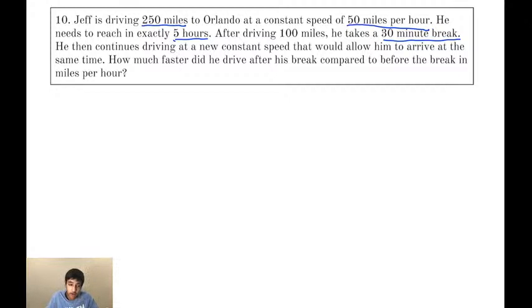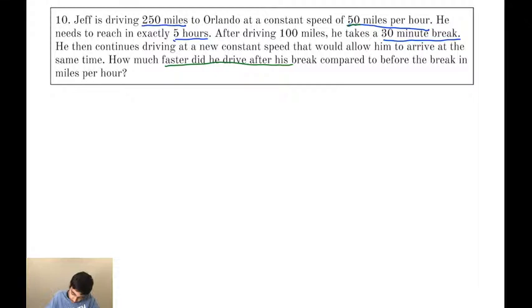Actually, a common mistake on the contest yesterday was that many people forgot to find how much faster he drove after his break. They just put how many miles per hour he was driving after the break. They forgot to subtract the original speed, 50 miles per hour. So make sure to remember what the question's asking. Okay, so in the beginning, we're given 250 miles, 50 miles per hour, 5 hours.